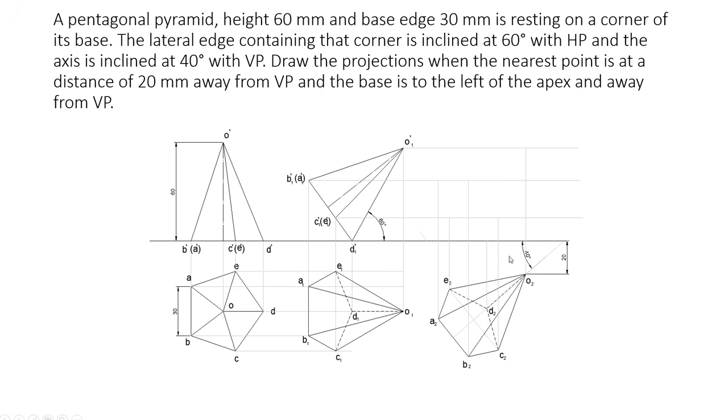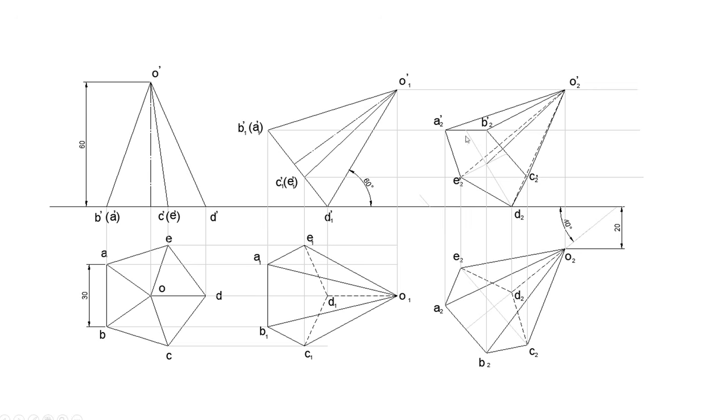Now to get the final position, draw projection lines from here like this, and also from here. You have to consider the meeting of each point. So A2 and A1 dash will give you A2 dash, E2 and E1 dash will give you E2 dash, B2 and B1 dash will give you B2 dash, C2 and C1 dash will give you C2 dash, D2 and D1 dash will give you D2 dash, and O2 and O1 dash will give you O2 dash. Once you get all those points, connect them using straight lines like this, and you can get the final position. In this case, some points will be invisible in the sixth diagram.